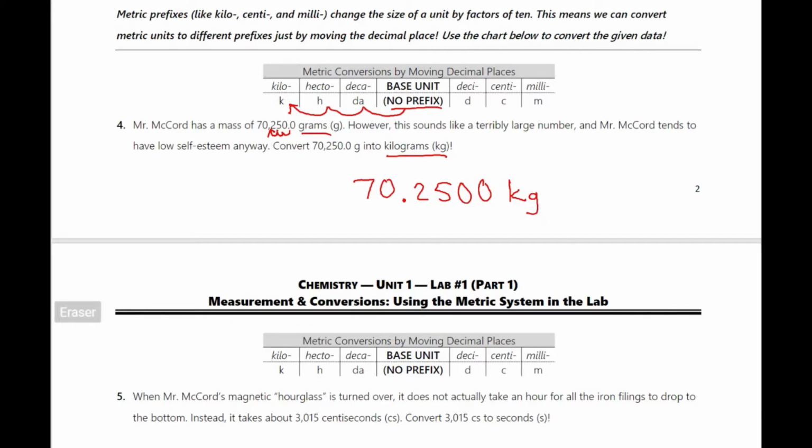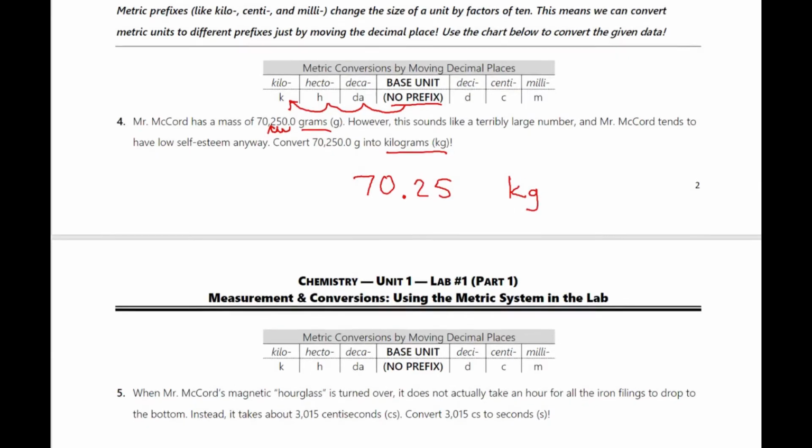Now after the decimal place, any extra zeros that just tail on the end don't really change the number. So you could write it like this, or you could write it like this, and it would be the same answer. The extra zeros at the very end don't change anything. Either way you want to write it, if you want to keep the zeros or not, is fine. But 70.25 kilograms is the same amount of mass as 70,250 grams. It's just a matter of how it looks and what size of the unit we're using. So let's look at another example.